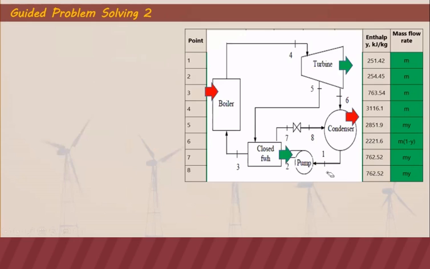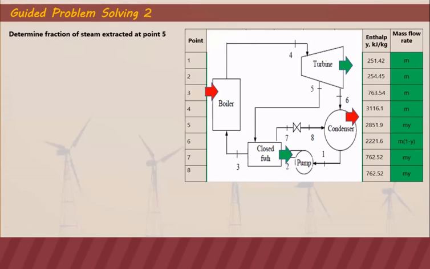So now we can calculate for the unknown. The first one is the fraction of steam extracted at 0.5. It is necessary to determine this first because this will help us get the mass flow rate at the different points.